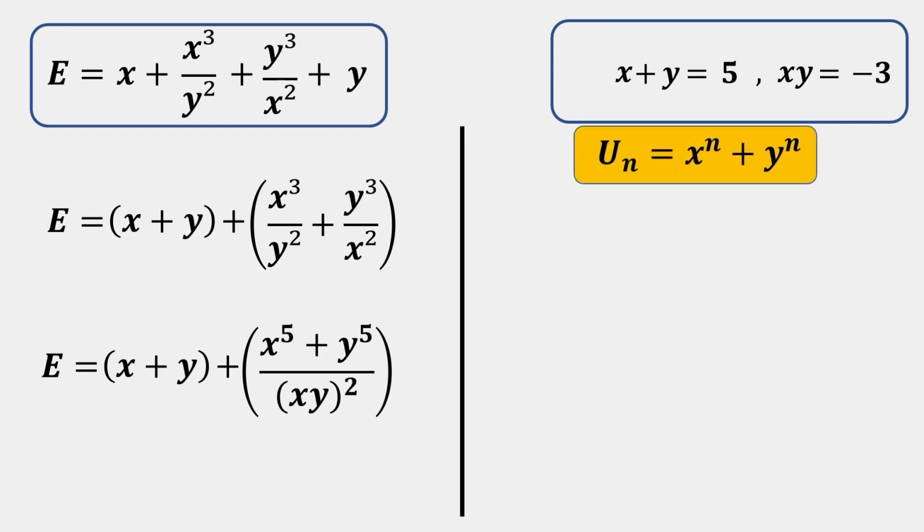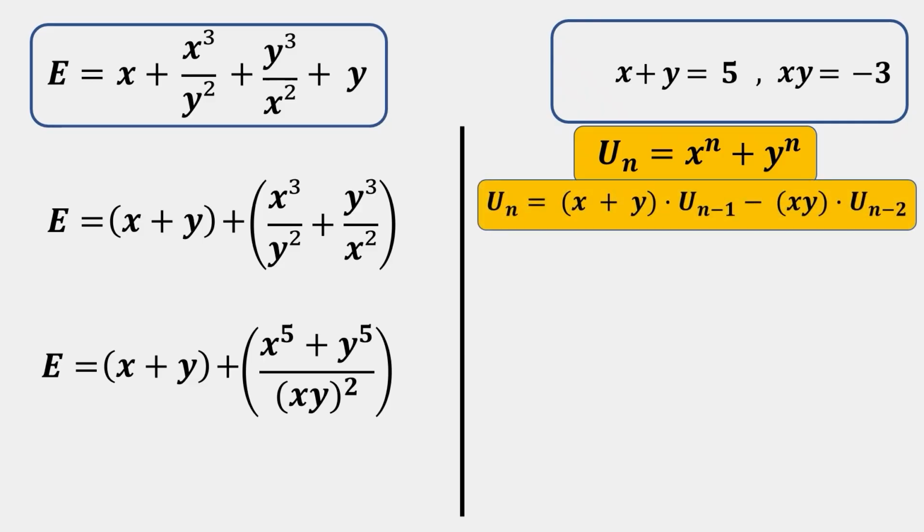Let's define u sub n as x to the power of n plus y to the power of n. The pattern is u sub n equals x plus y times u sub n minus 1, minus x times y times u sub n minus 2. This lets us compute each power step by step, using only addition and multiplication. We start small. u sub 0 equals x to the power of 0 plus y to the power of 0, equals 2. u sub 1 equals x plus y equals 5. Now step forward using the rule.